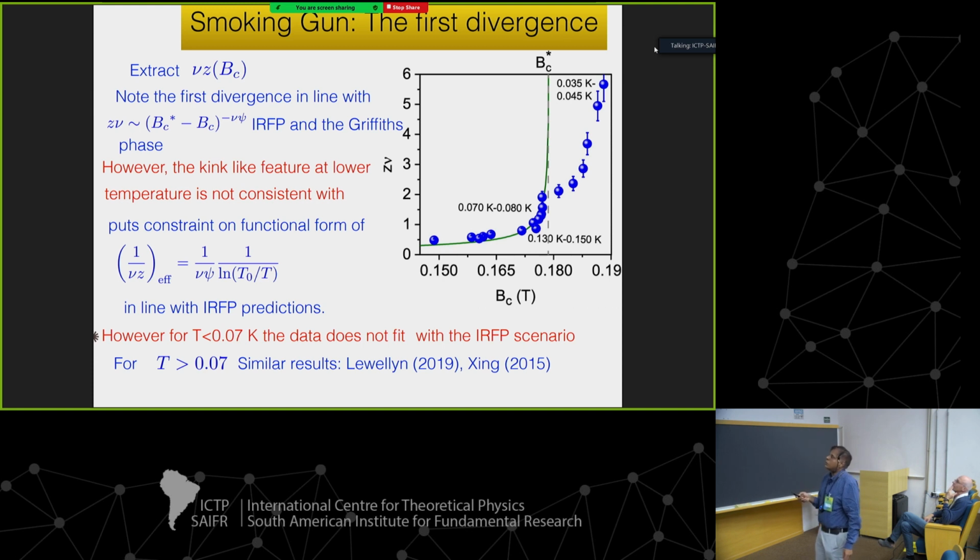So if you do that, what you see is that the nu z has a kink-like feature. For all temperatures that are less than, say, 0.07 Kelvin or so, nu z as a function of the magnetic field actually goes through a divergence, exactly as one would expect for the Griffiths physics. And in this regime, the temperature dependence of this effective nu z exactly matches what one would expect from the infinite randomness fixed point scenario. So everything looks exactly as one would predict.